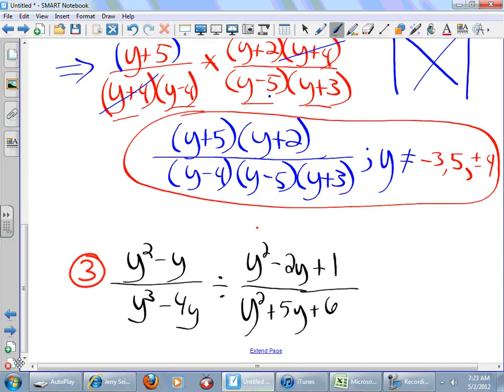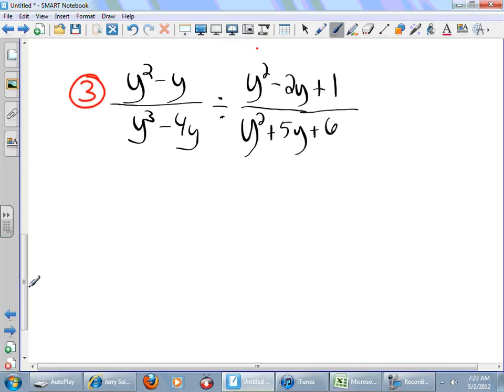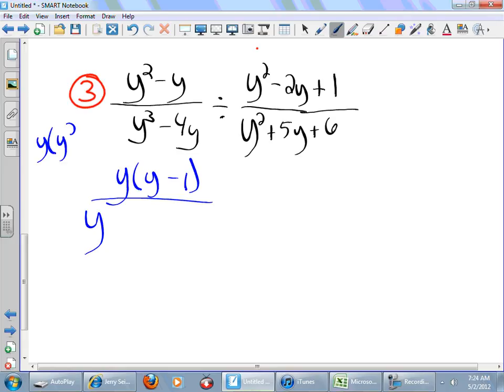All right, last problem, division. It's the same thing as multiplication, except you have to remember to multiply by the reciprocal. So this first fraction, I'm going to factor and get a y minus 1. That's my numerator. This one I'm going to pull out a GCF, a y, but when I do that, I'm going to get y squared minus 4. And this is the difference of perfect squares, so the denominator is going to look like this.